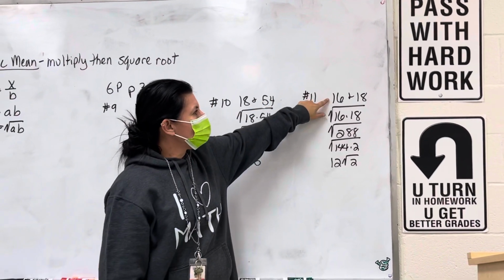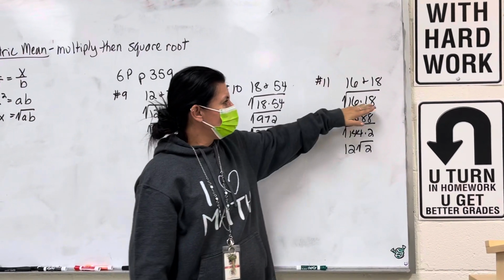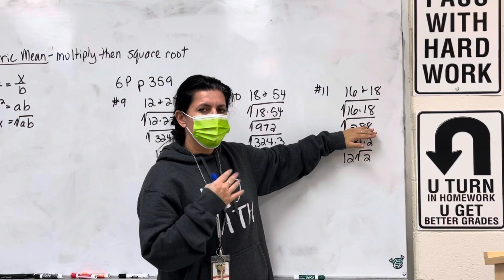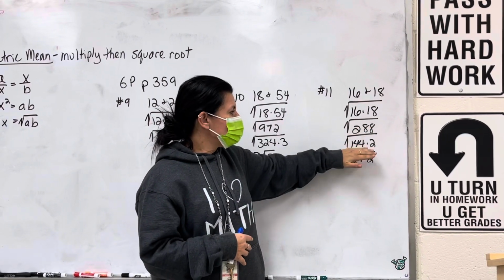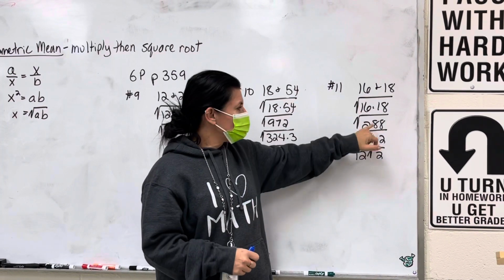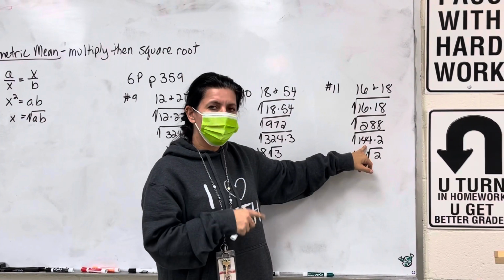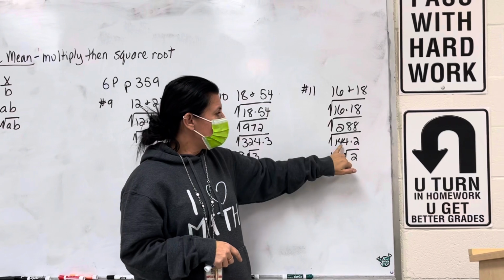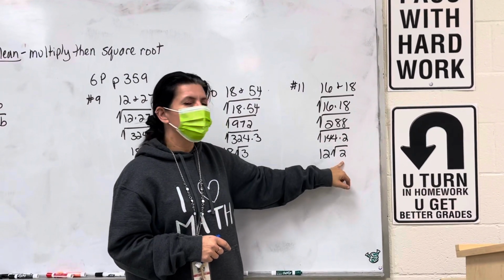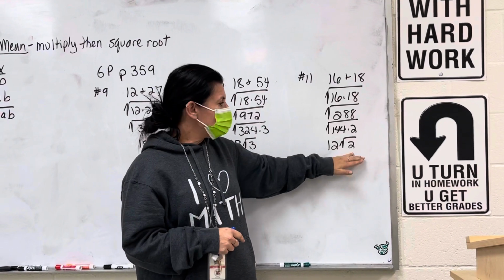Find the geometric mean of 16 and 18. Multiplied and got 288. 288 is not a perfect square. When I square root it, I get a decimal. So I broke it down. 144 is a perfect square. So I broke 288 down into 144 times 2. 144 square rooted is 12. The 2 stays within the radical. This is simplest radical form.